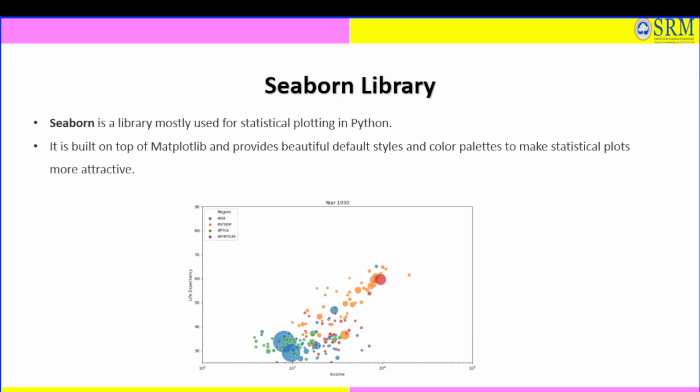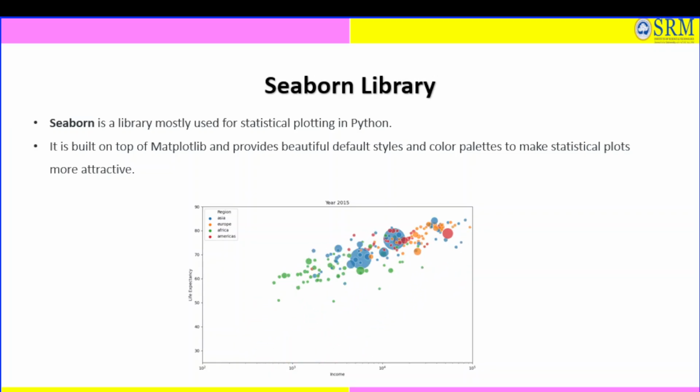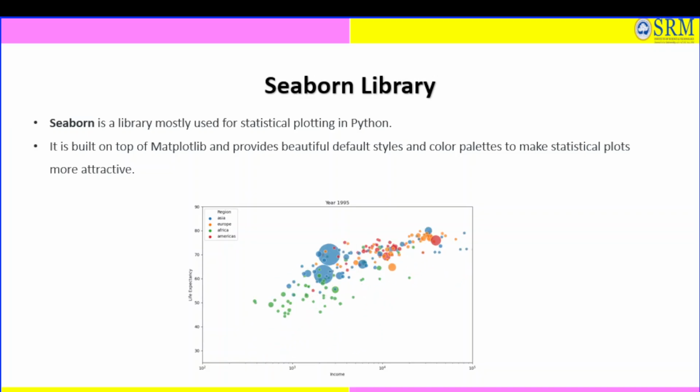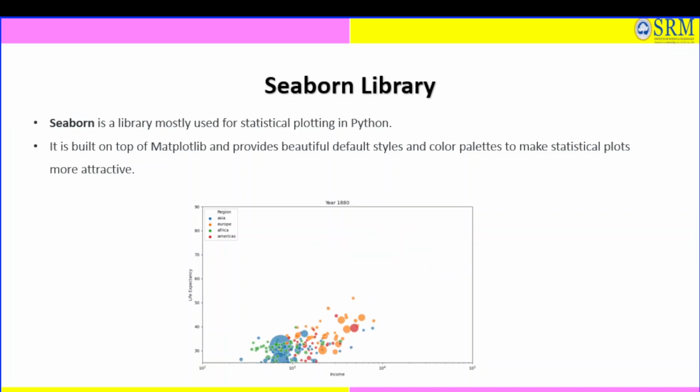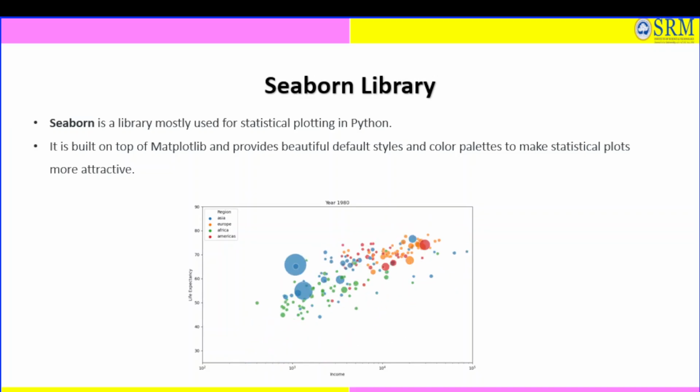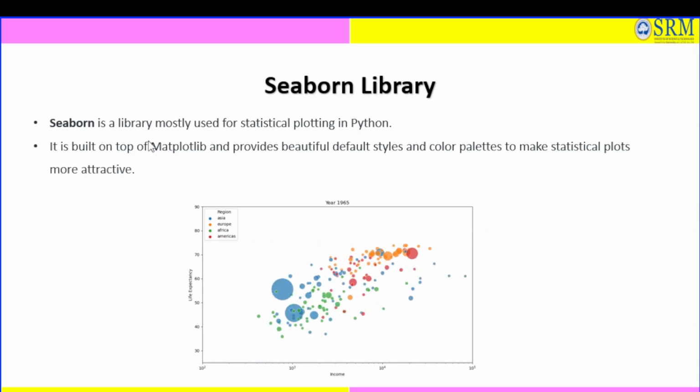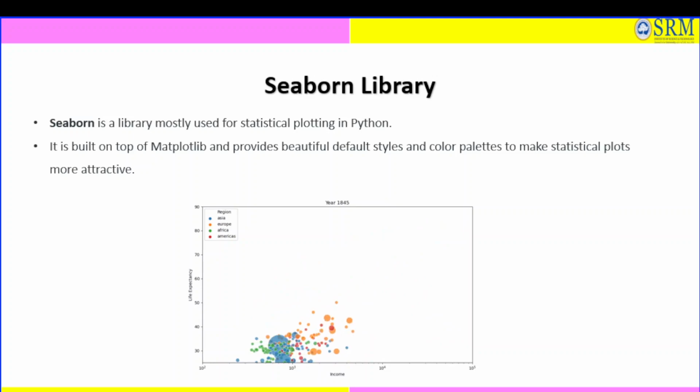Seaborn is a data visualization library. Already you know about Matplotlib. It is built on top of Matplotlib, and it provides us a high-level interface for drawing attractive and informative statistical graphics. As you can see from the definition, it is used for statistical plotting in Python, and it has some beautiful default styles and color palettes to make statistical plots more attractive than Matplotlib.